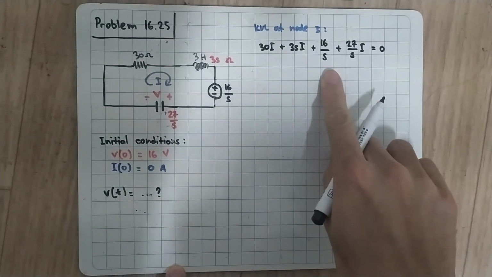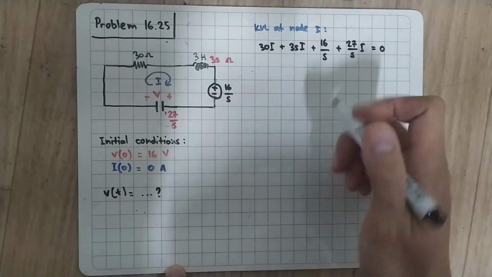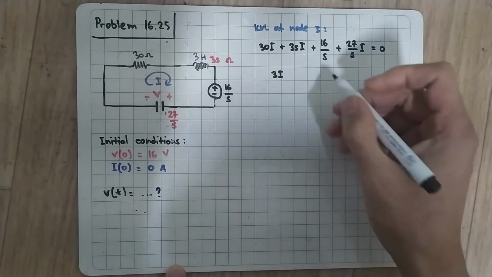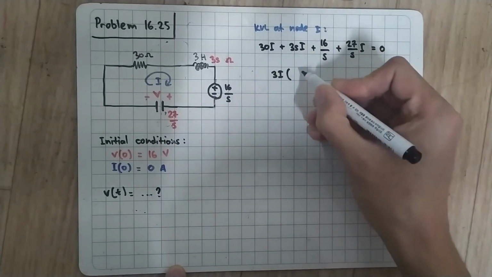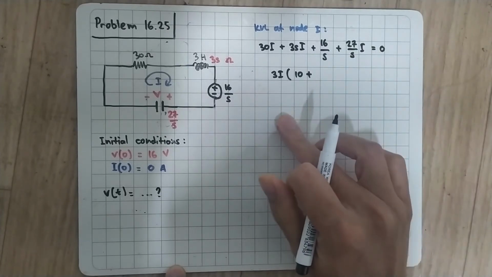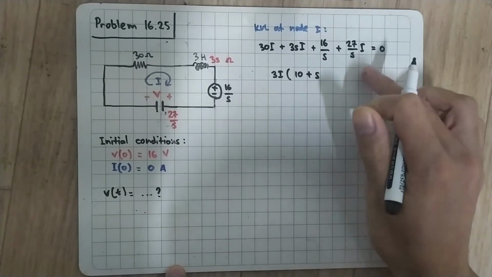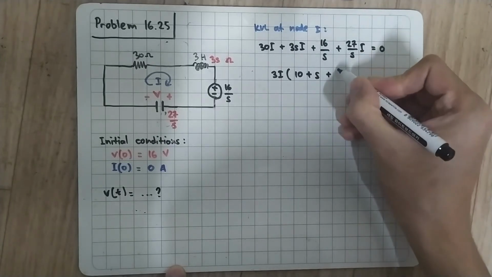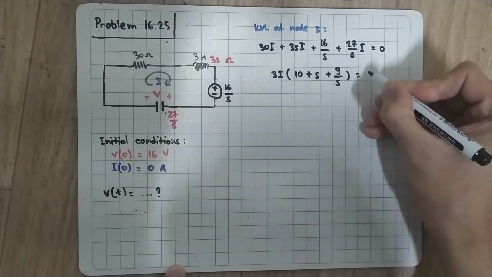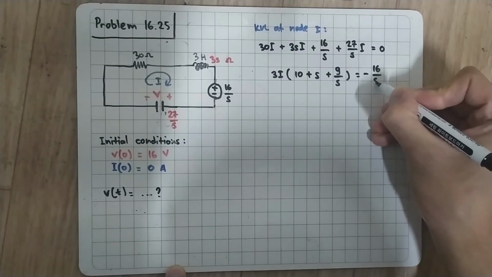Okay, now let's move this 16 over S to the right hand side, and we can take 3I out. We can factorize 3I, so I will have this as 10 plus S, and then plus 9 over S, that will equal minus 16 over S.